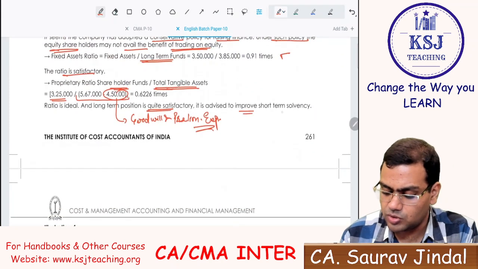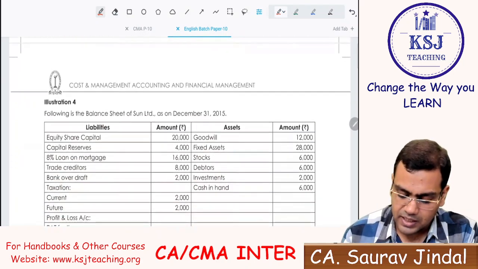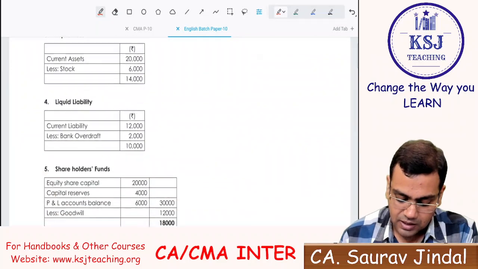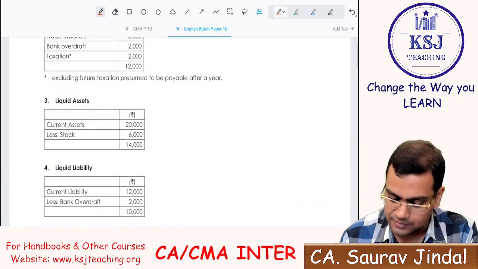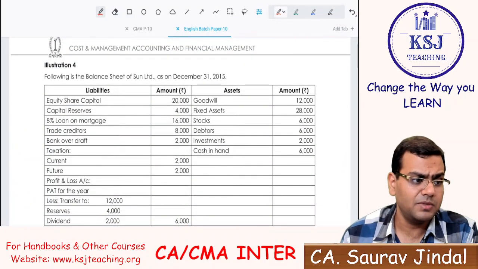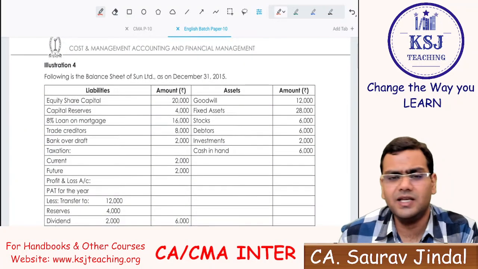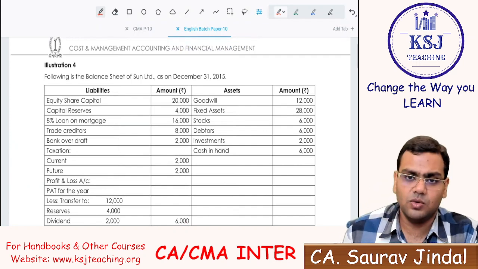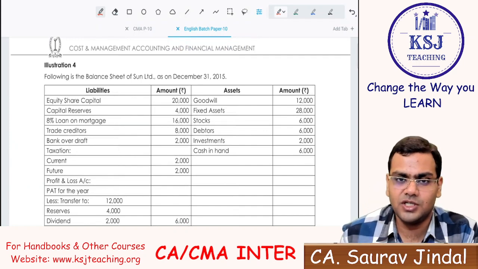It is advised to improve the short-term solvency because the current ratio was not up to the mark. That is why he says improve your short-term solvency, right, sir? So the time is almost up. We were able to do 3 illustrations only. It's okay, sir, no need to worry at all. We'll continue in the next lecture from illustration number 4 onwards.